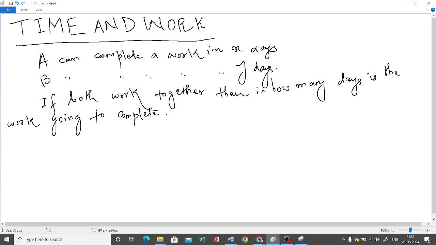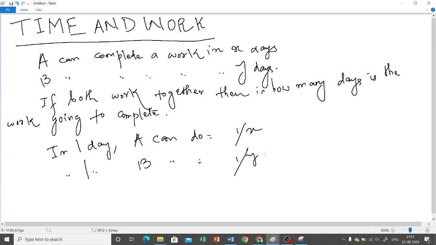So what we do, if A can complete a work in X days, then in one day A can do how much amount of work? 1 by X, right? In one day A can do 1 by X amount of work. In one day B can do how much amount of work? 1 by Y amount of work.